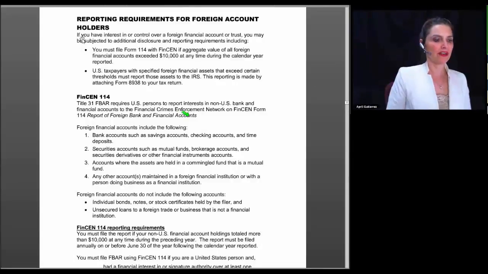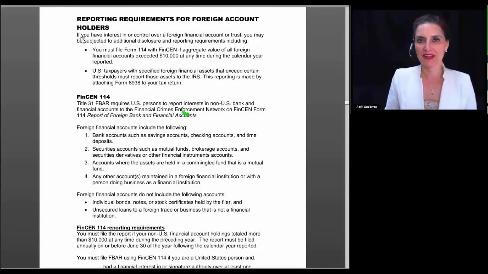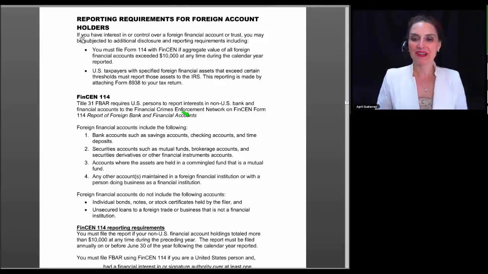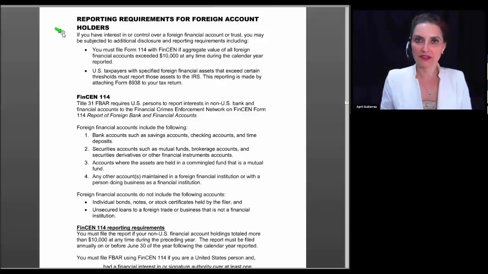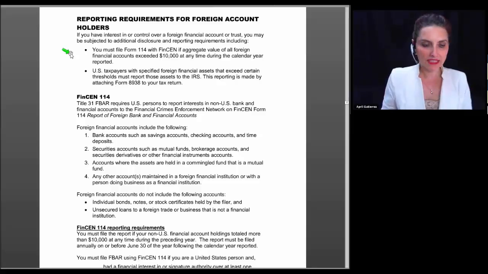Reporting requirements for foreign account holders. This has been an area of concern, discussion, hyperventilation for me and my clients for a number of years now, and no doubt it has been for many other tax practitioners out there as well. And here's the bottom line on it. If you have interest in or control over a foreign financial account or trust, you may be subjected to additional reporting requirements, and these include the fact that you must file Form 114 with FinCEN if the aggregate value of all foreign financial accounts you hold an interest in exceeded $10,000 at any time during the calendar year reported.